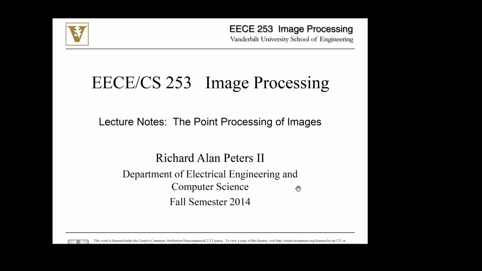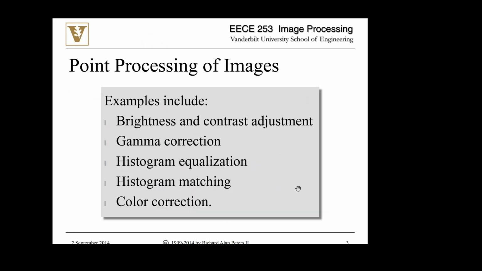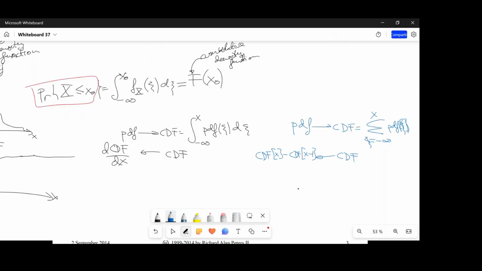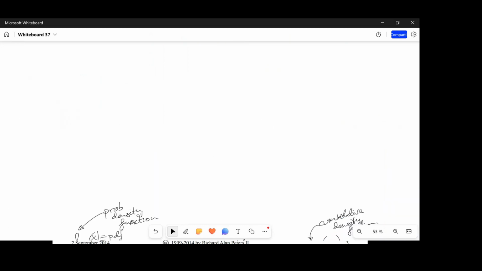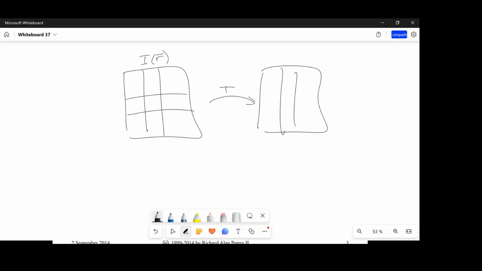Okay, so the next lecture is point processing. So far the first two lectures have been about what is an image and some characterization of data, that is, probabilities. So now we will start changing this. A point process is just this concept: having an image, you will transform it into another image, typically of the same size. And this one is a transformation of I.